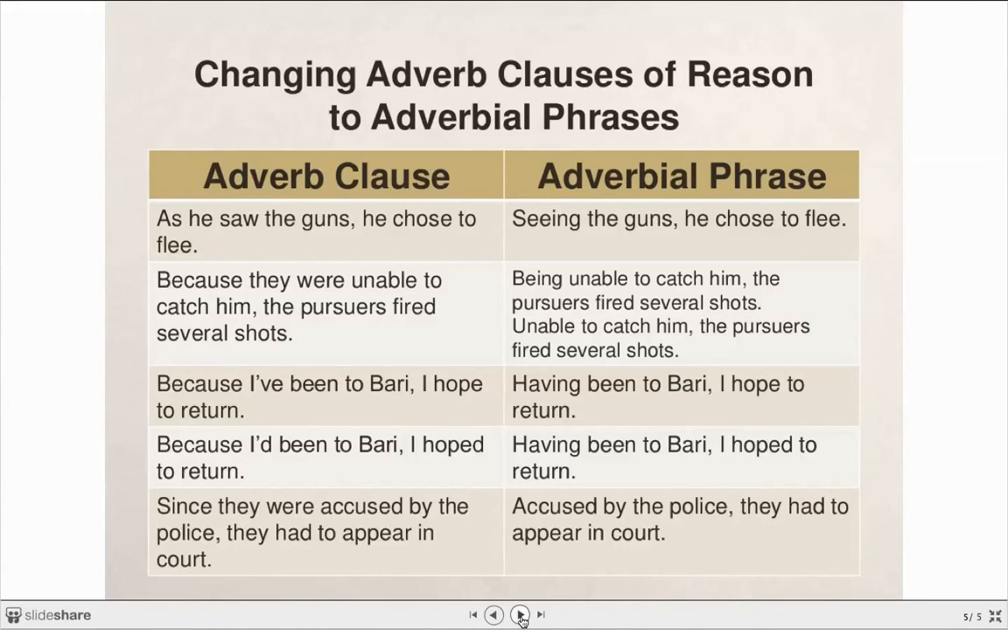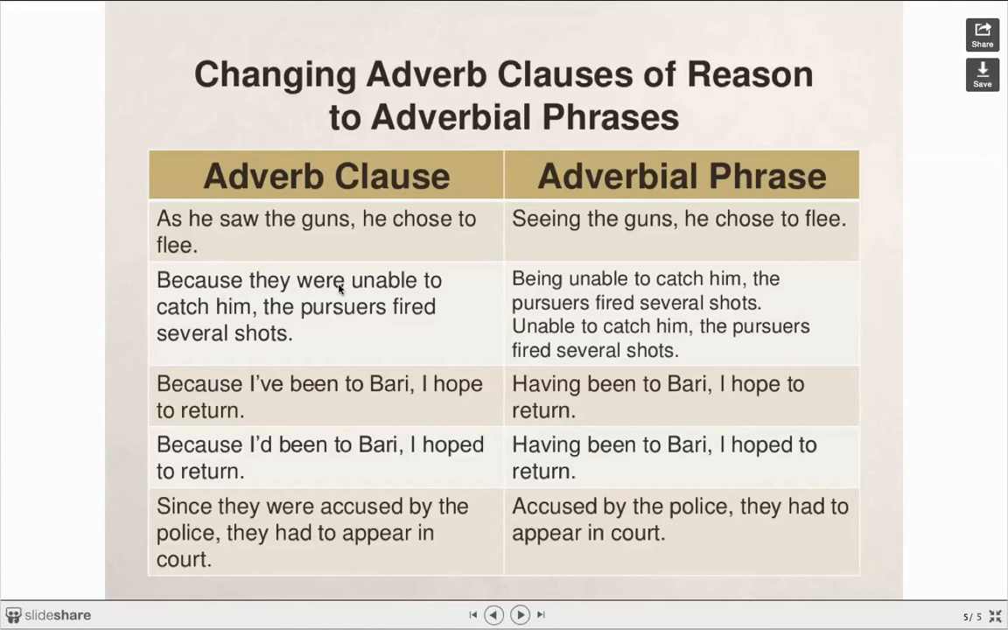Okay, and here are examples of changing adverb clauses of reason to adverbial phrases. As he saw the guns, he chose to flee. I'm going to take out the subordinator and the subject, and I'm going to change the verb to the gerund, and I get seeing the guns, he chose to flee.